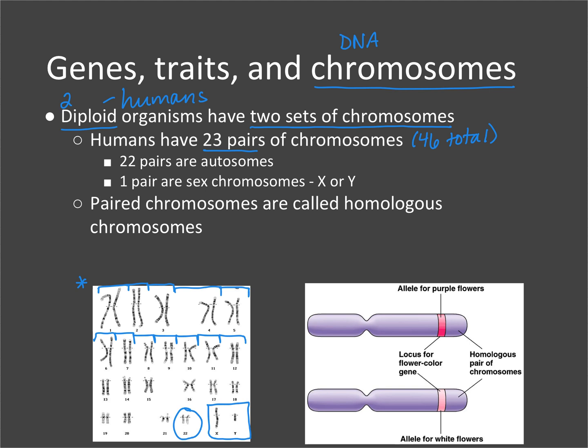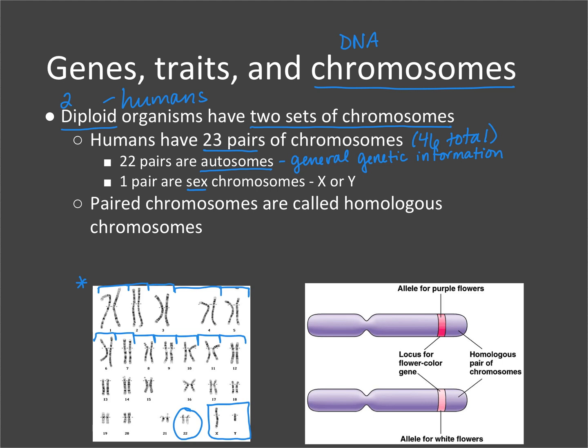Chromosome pairs number 1 through 22 are called autosomes. Autosomes are just the chromosomes that carry the general genetic information on how to make a human. Now the 23rd pair are the sex chromosomes, and these are a little bit different because they act a little bit differently from the autosomes. They're not truly homologous.